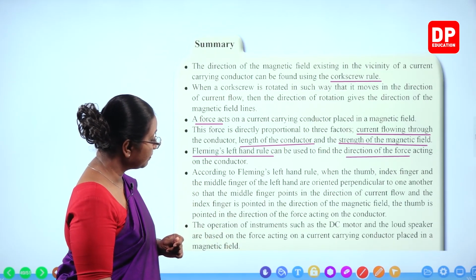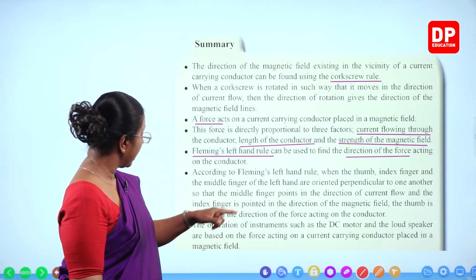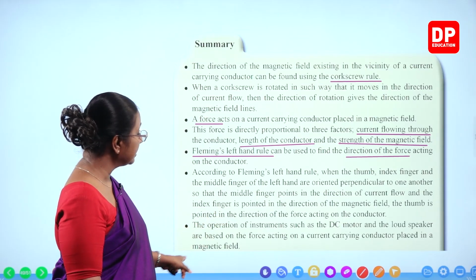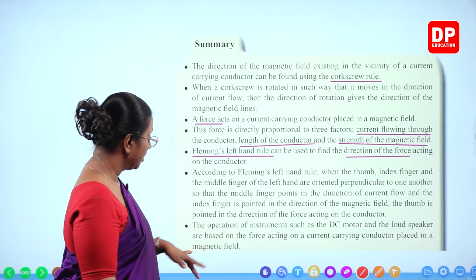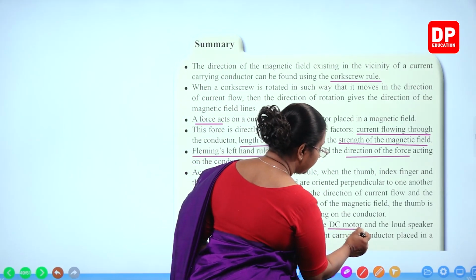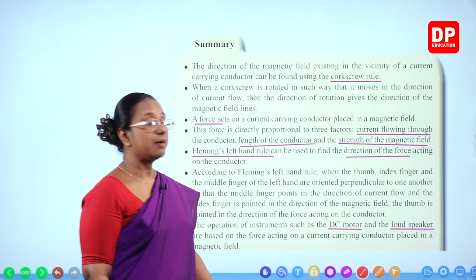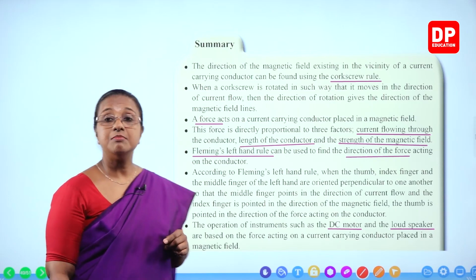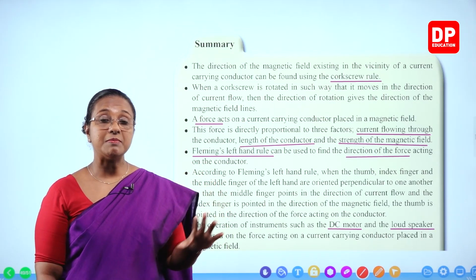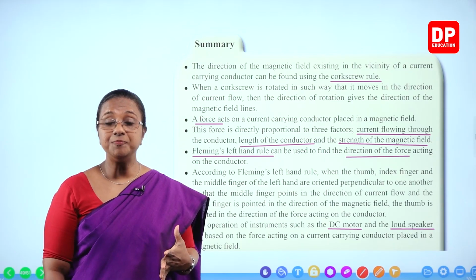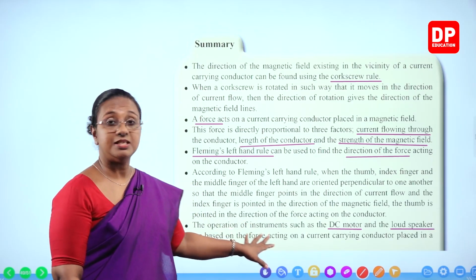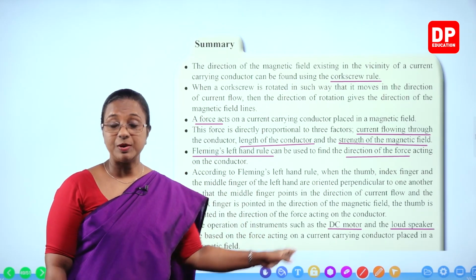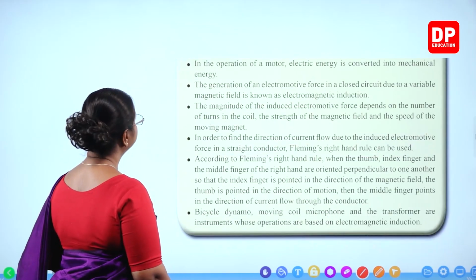The operation of instruments such as direct current motor and the loudspeaker are based on the force acting on a current carrying conductor placed in a magnetic field. So you can remember the direct current motor and the loudspeaker, they are based on force acting on a current carrying conductor placed in a magnetic field. In addition to this, you can remember the analog voltmeter, ammeter, they are also based on this, even the galvanometer, the center zero galvanometer. So that is the first part of the summary. We'll continue in the next slide.